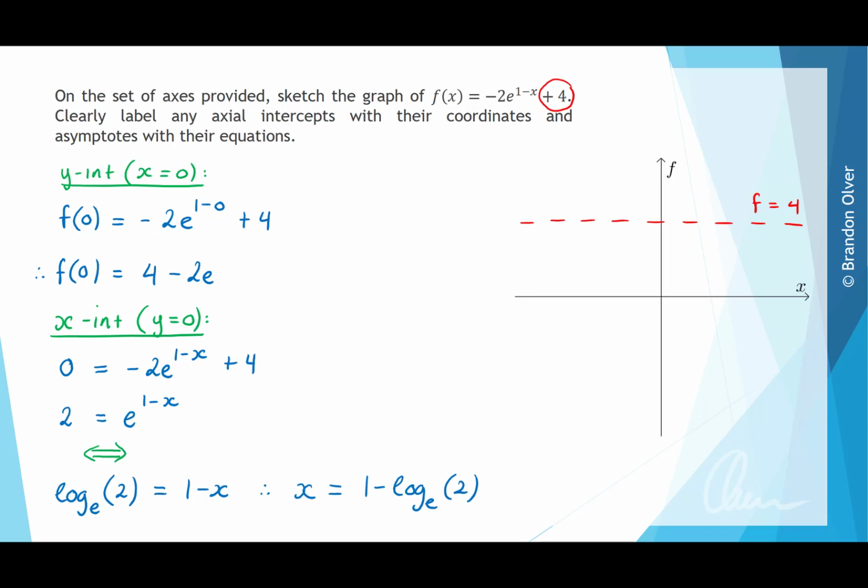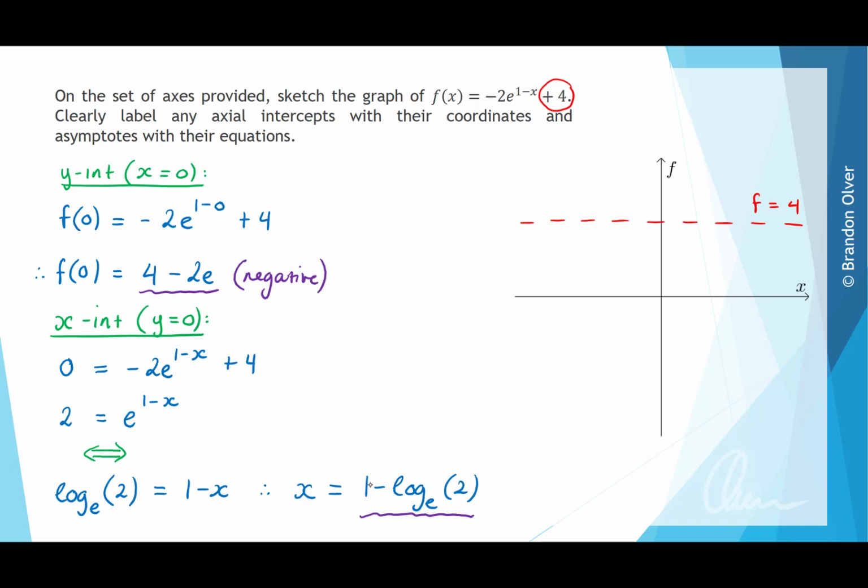Now, before we go and sketch our graph, we need to decide if this value and this value here are positive or negative. As e is about 2.7, we're going to have 4 subtract 2 lots of 2.7, so that value there is going to be negative. As we're doing this tech-free, we're not going to find exactly how negative that value is. All we need to know is to put it on the negative side of the axes.